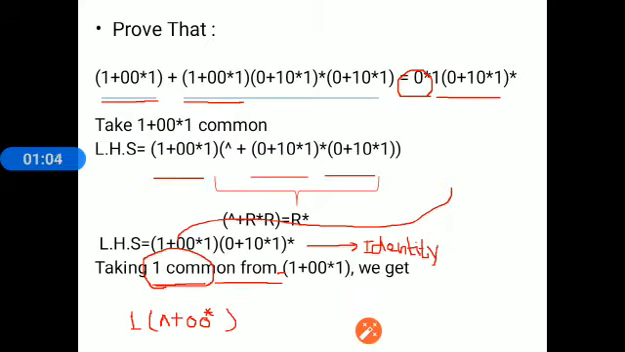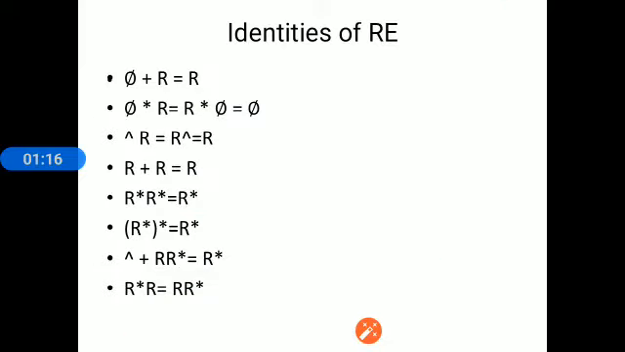Then we have seen different identities of regular expression. These are some of the identities that we are going to use to solve the problem. So, when a problem is given, we have to prove that the left side of the expression is equal to the right side of the expression. For solving this type of problem, we are going to use the identities as shown here.